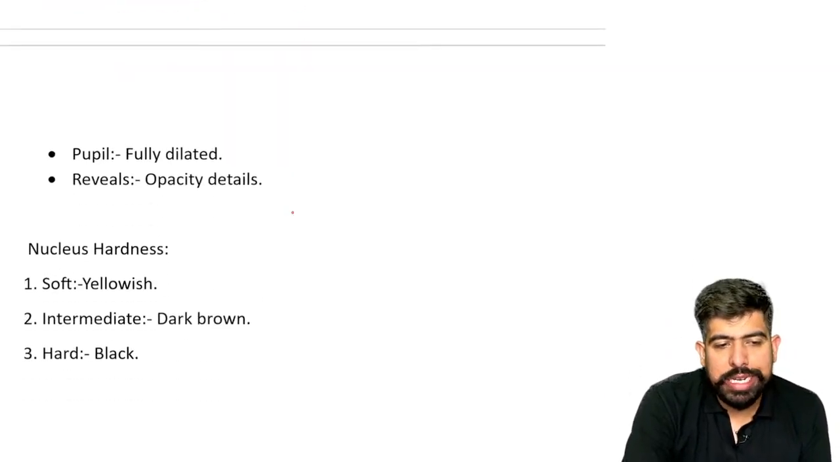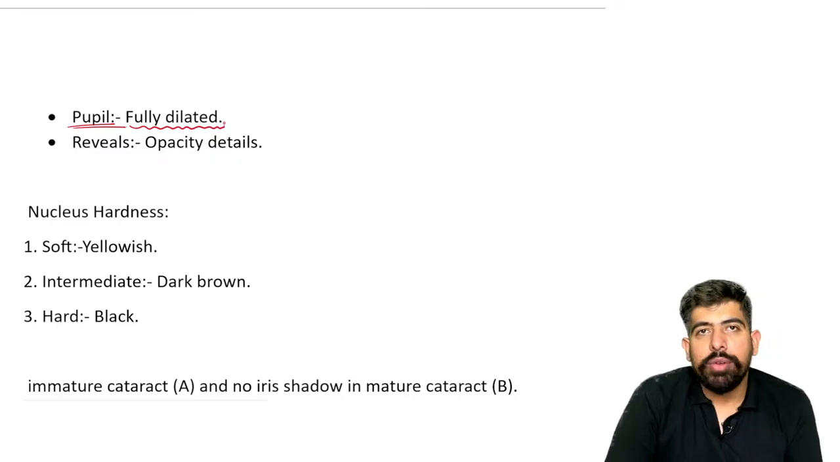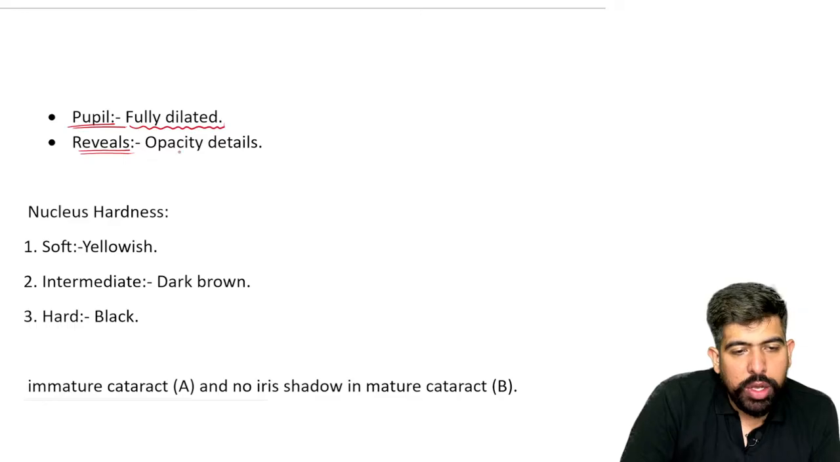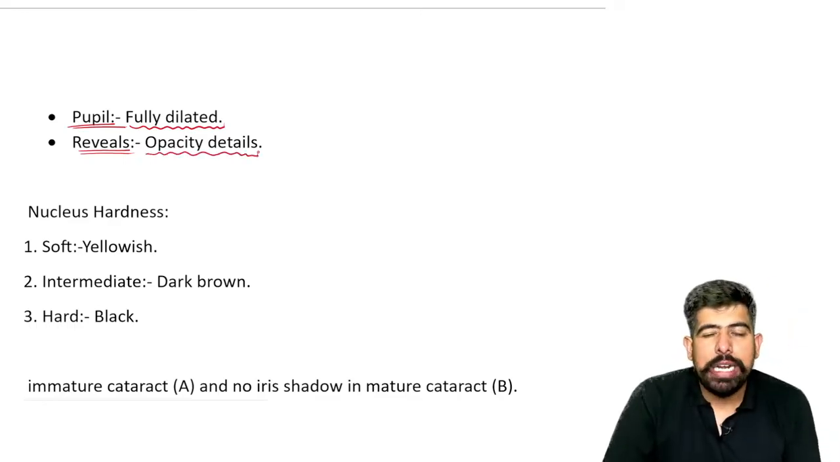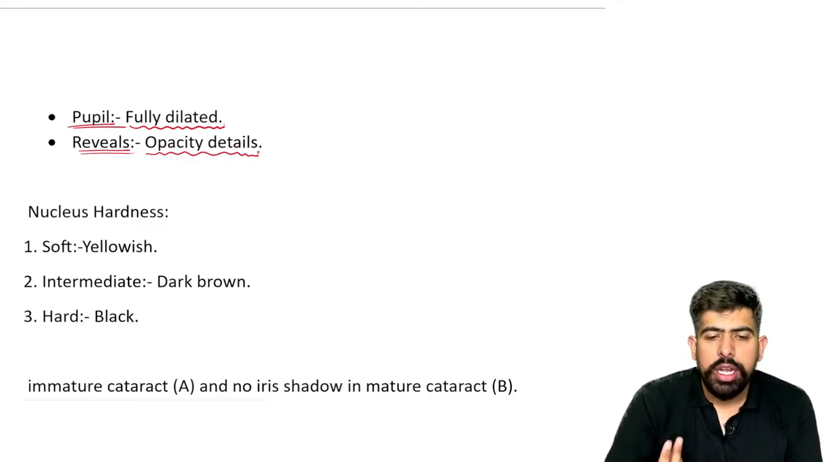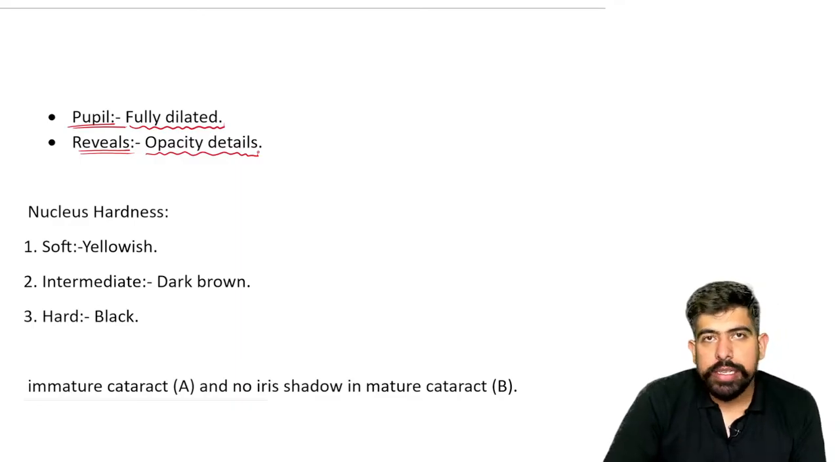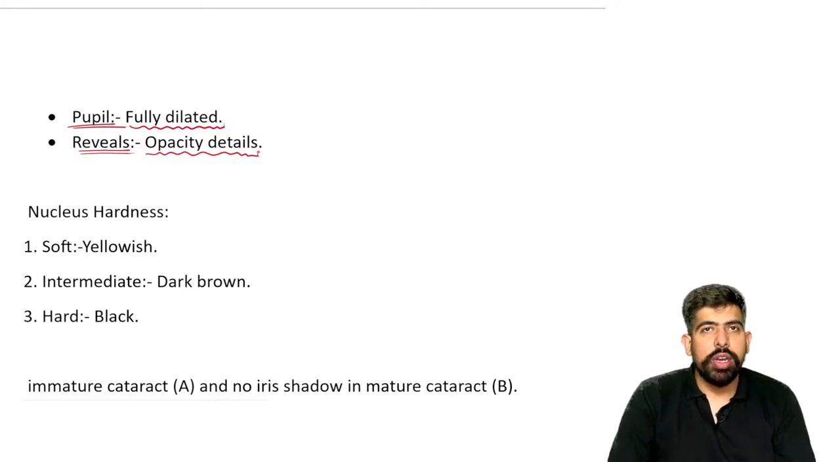Also, now we have the slit lamp biomicroscopy. In the slit lamp examination, please remember the pupil must be fully dilated, so we give a cycloplegic drug for dilation of the pupil, and we reveal the opacity details. We see where the opacity is starting, whether it is a nuclear cataract or a cortical cataract, which type of cataract it is, and whether it is immature, mature, or maybe hypermature.